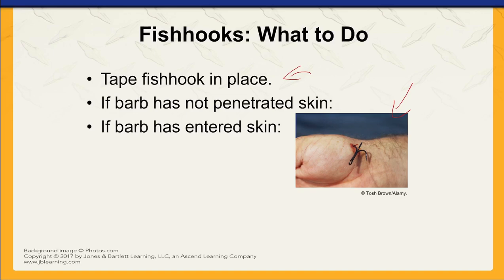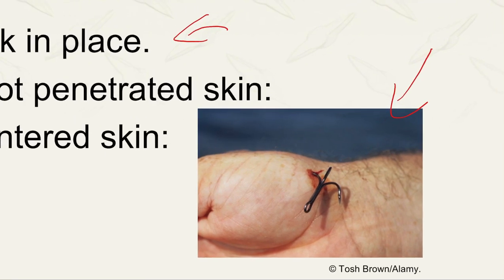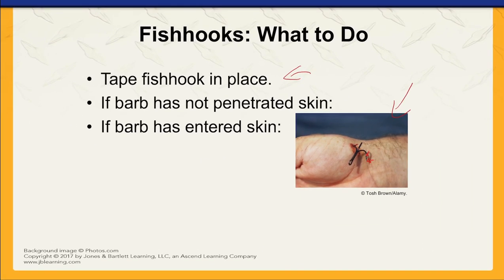If the barb hasn't penetrated the skin, then that's a good part. It's a good thing. So what's a barb? This sharp part. There are two sharp parts. There's one sharp part here, and there's another one over here. This second part over here is what we're talking about. If this hasn't penetrated the skin, all right.